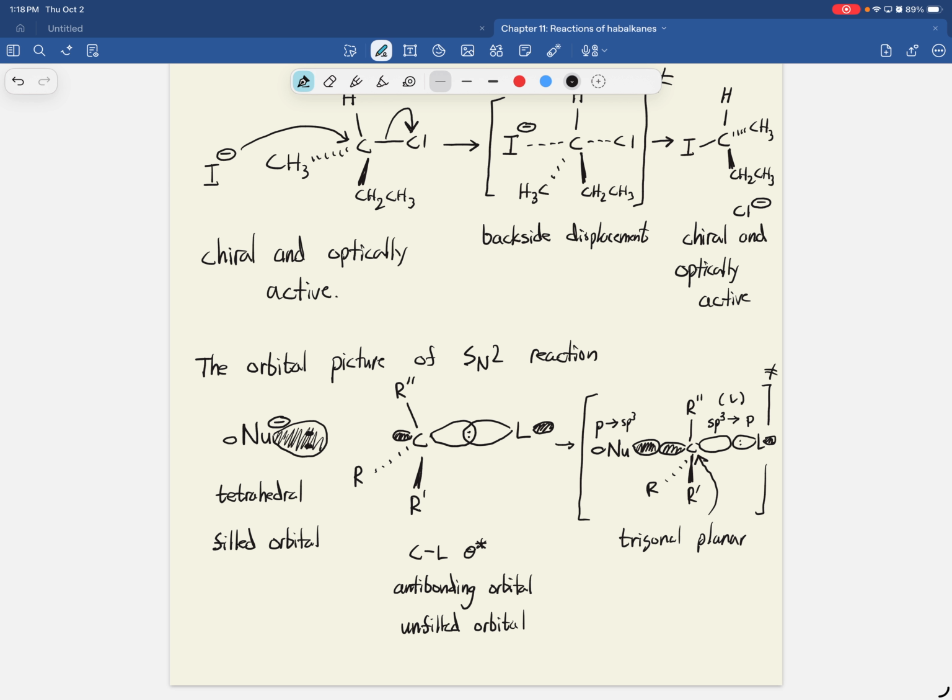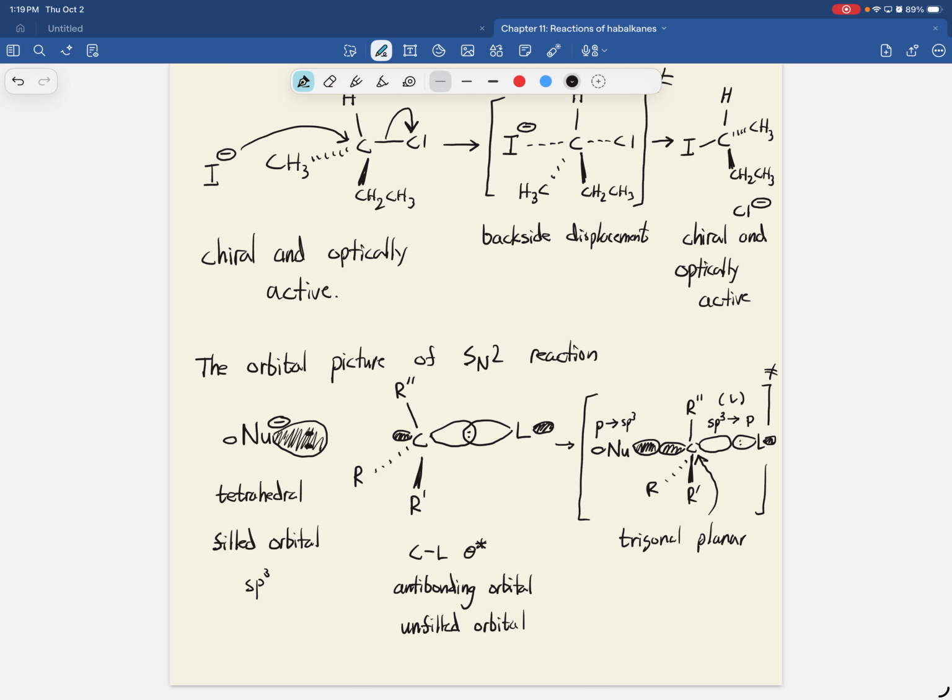So here, this nucleophile is in an sp hybrid orbital. Well, it should be a hybrid orbital. So say these lone pairs are in an sp3 hybrid orbital.